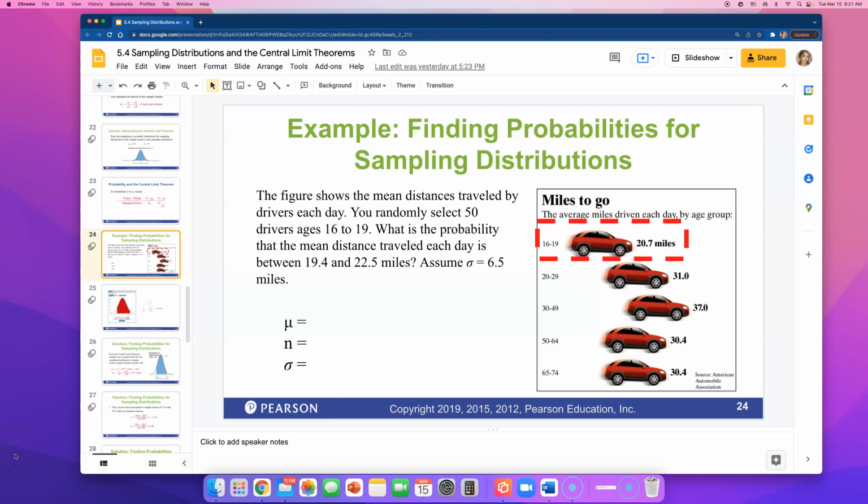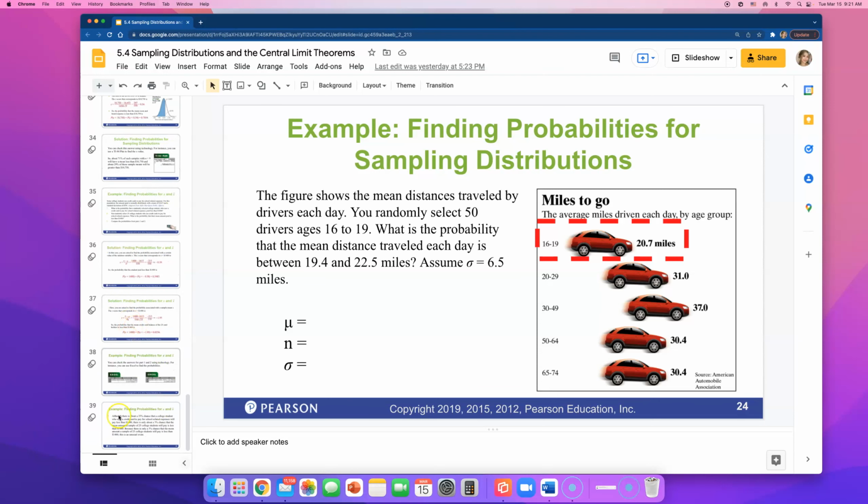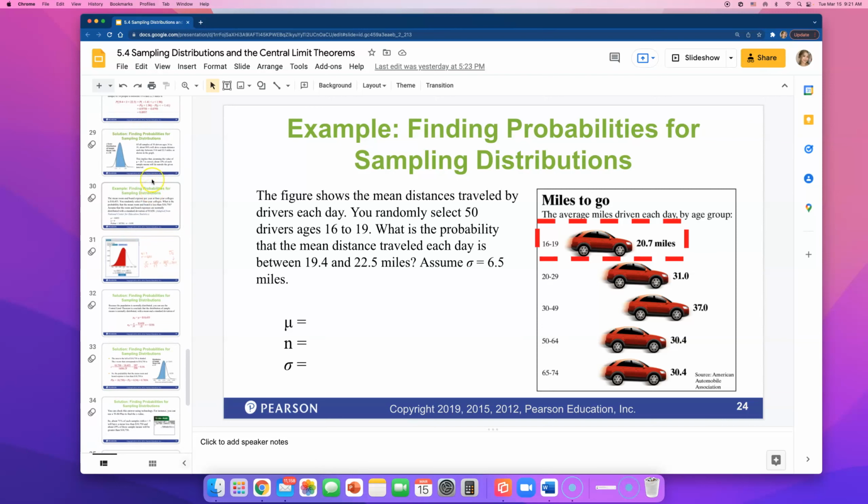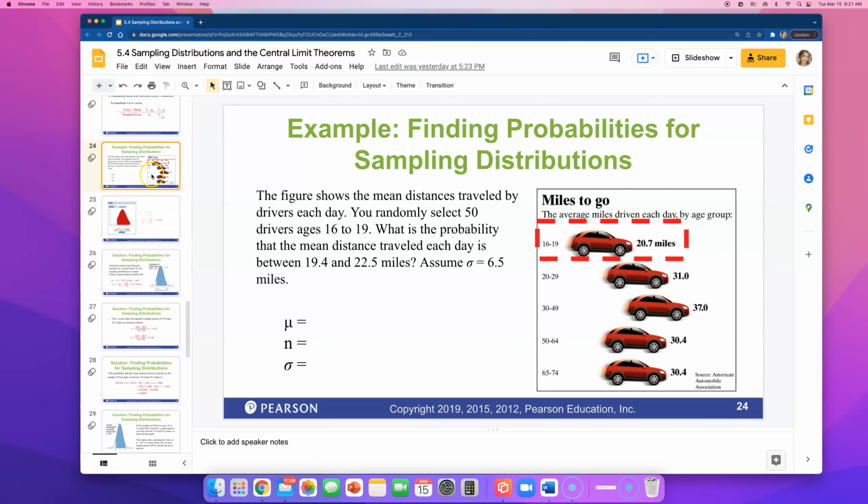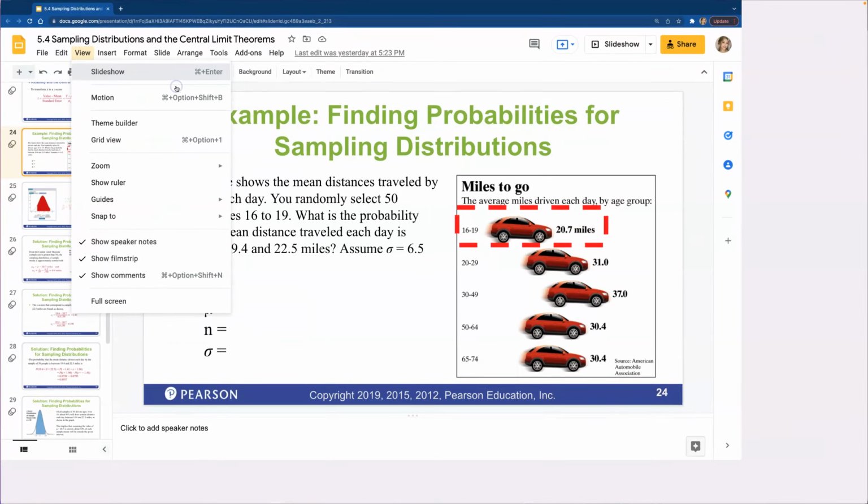Alright, in this last video, we will go over some examples of sampling distributions and Central Limit Theorem. I'm going to go over slides 24 through 39. Alright, so go back to slide 24 and let's read this first example.